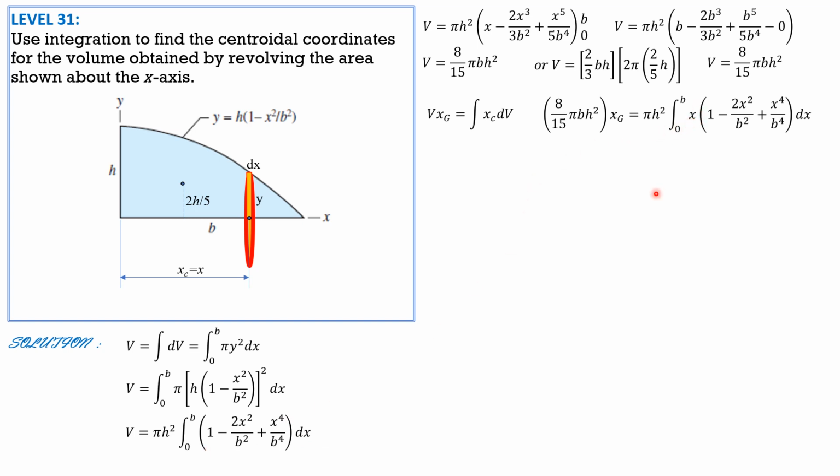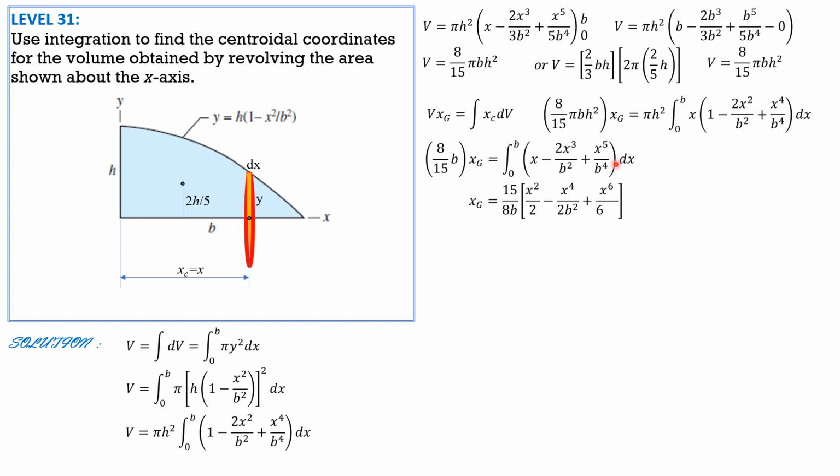Then cancel pi h squared, then we have 8 over 15 b xg equals integral from 0 to b of quantity x minus 2x cubed over b squared plus x to the fifth over b to the fourth dx. Integrating, so xg equals 15 over 8b quantity x squared over 2 minus x to the fourth over 2b squared plus x to the 6 over 6b to the fourth from 0 to b.